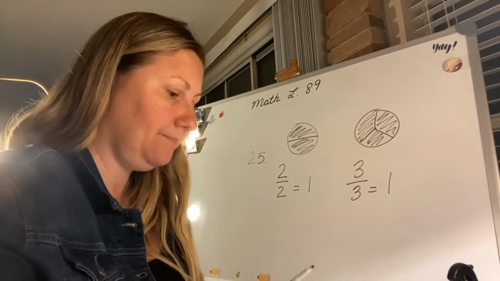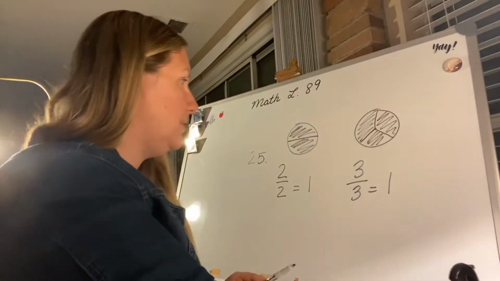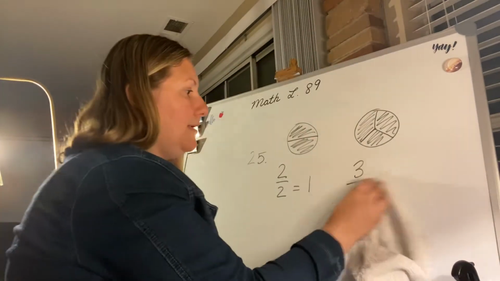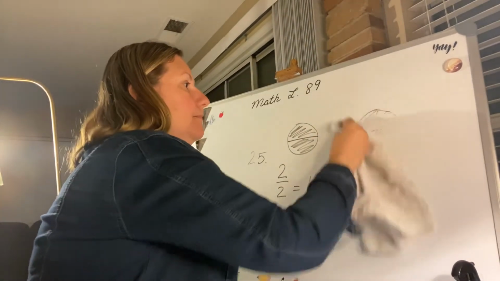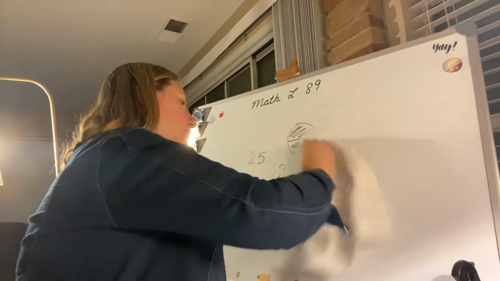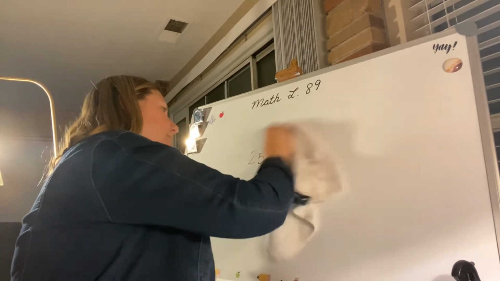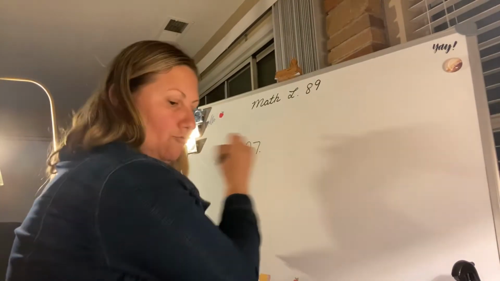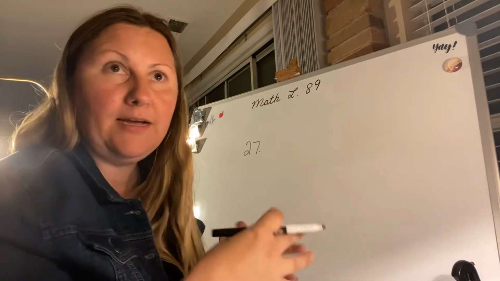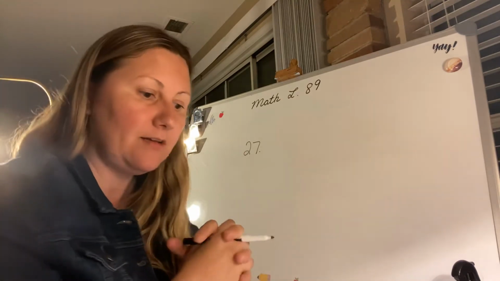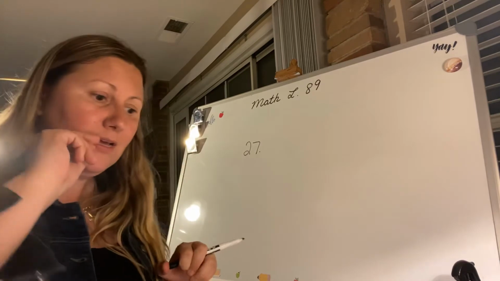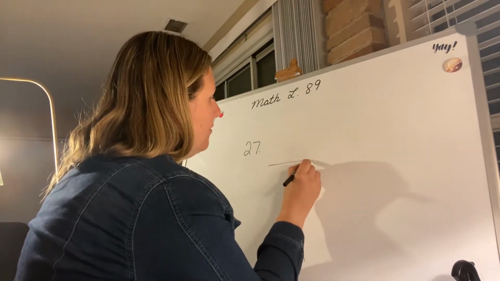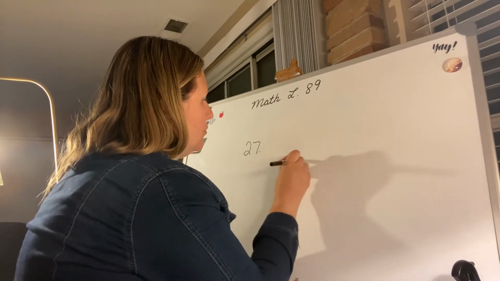Let's see. Next problem will be number 27. Number 27, there's an A and a B. Okay. And it says, draw 2 congruent isosceles triangles. Remember, isosceles means 2 sides have equal lengths. So why don't we start off with 2.